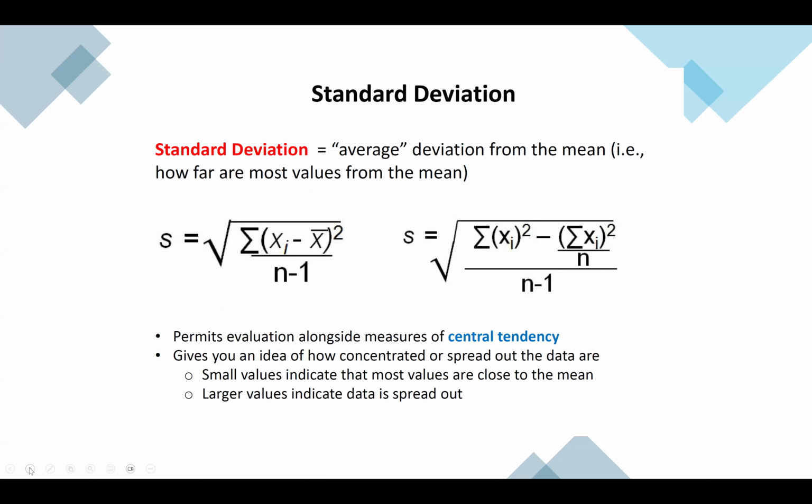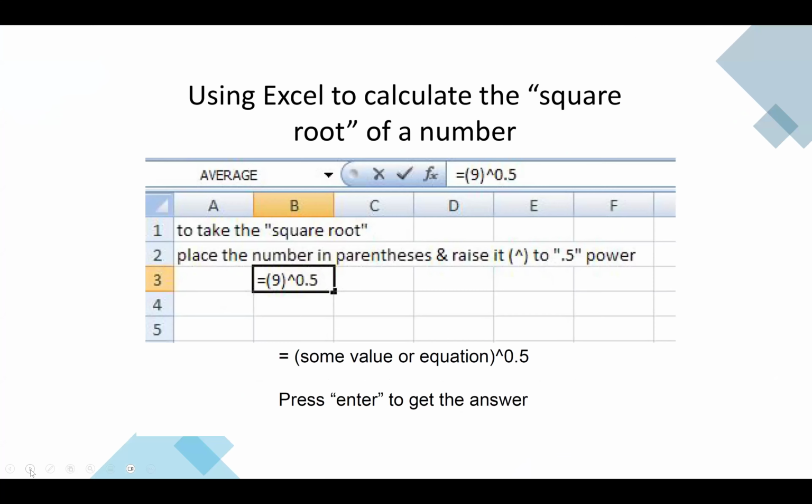Okay. So you have the central tendency, how far away the values are from the center, and you find out that average. So you're taking the average of the distance away from the mean. I know that sounds a little bit weird, but that's what it is.